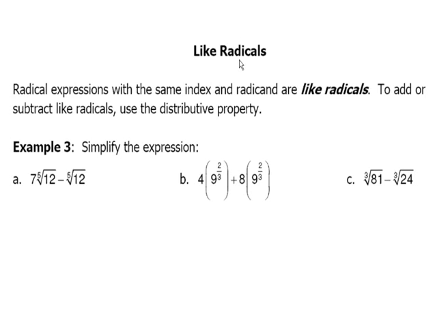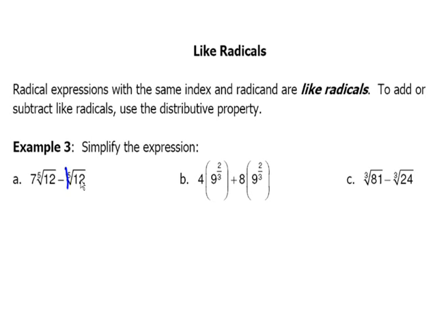Okay, just like we had when we had square roots, we have like radicals. And like radicals just mean they have the same index, so the same radical and the same number under the radical, then they are like radicals. And when we add or subtract like radicals, we just basically add the number outside and keep the radical. So for example, 7 times the fifth root of 12 minus basically a 1, right? There's an understood 1 out here in front of the fifth root of 12.